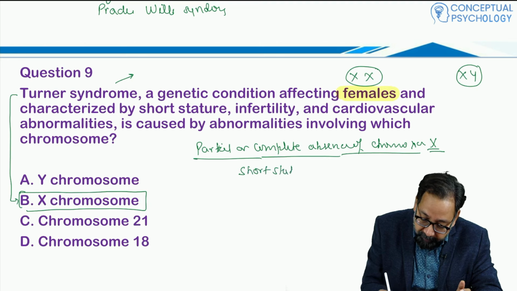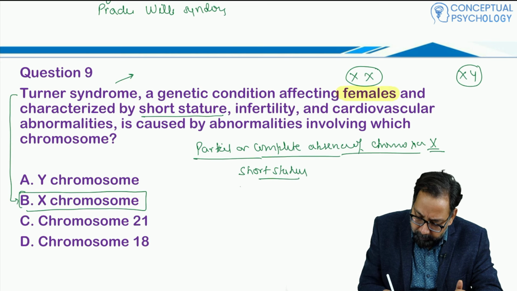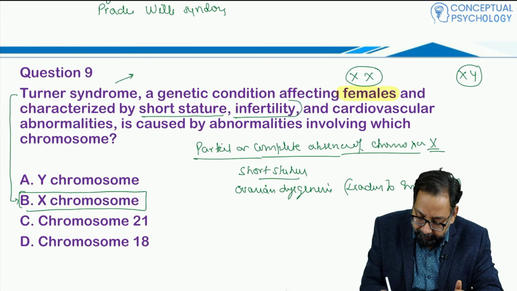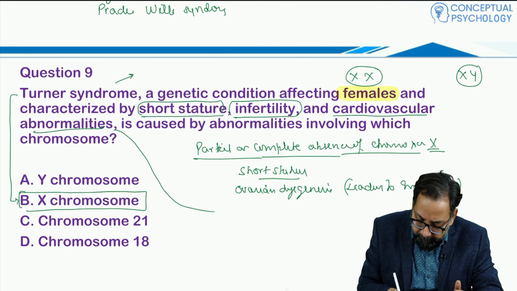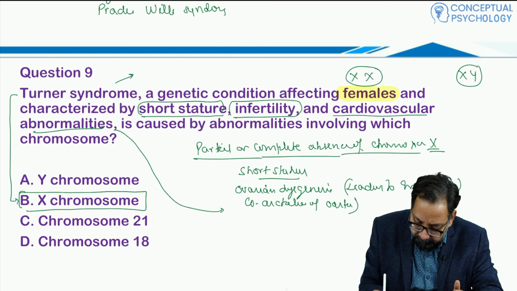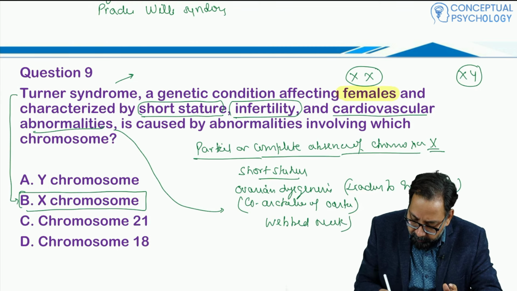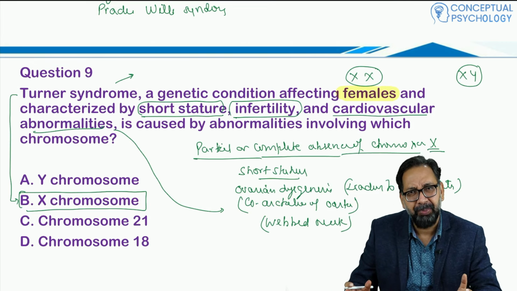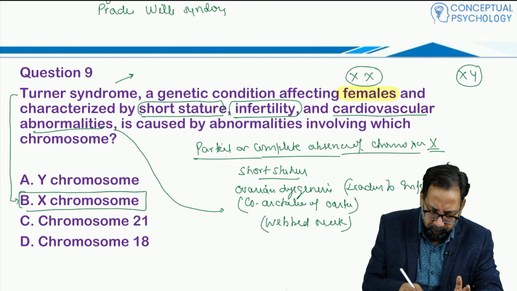You will find short stature as given in the question. There is ovarian dysgenesis leading to infertility. They have given this point. Cardiovascular abnormalities, for example, coarctation of aorta. There would be a webbed neck. So these are symptoms of Turner syndrome. They have given the question and they simply ask what the genetic defect is, and that is the X chromosome, not the Y chromosome.